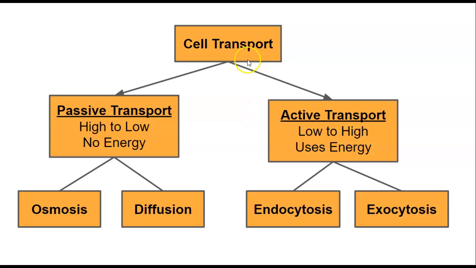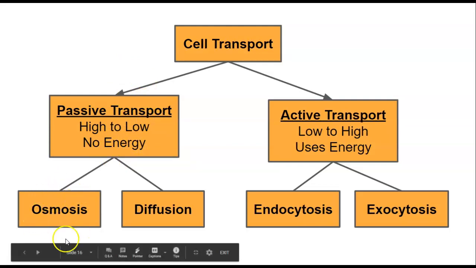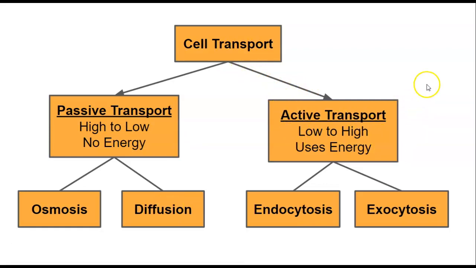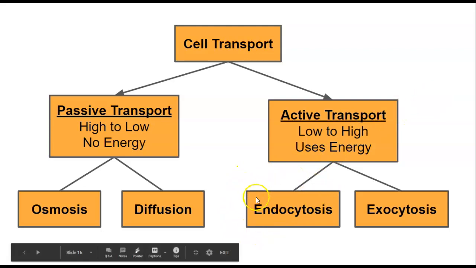So cell transport is divided into two types. Passive goes from high to low, right down the sledding hill. It doesn't use energy because going down the sledding hill doesn't take energy. It includes osmosis, so moving water molecules, and diffusion, moving all other molecules. Then we have active transport, which moves molecules from low to high, so going up the sledding hill. And it uses energy because going up that hill is really tiring. It includes endocytosis, bringing stuff into the cell, and exocytosis, bringing stuff out.